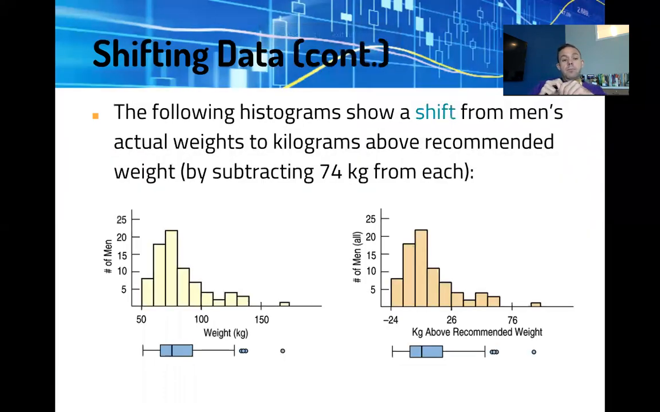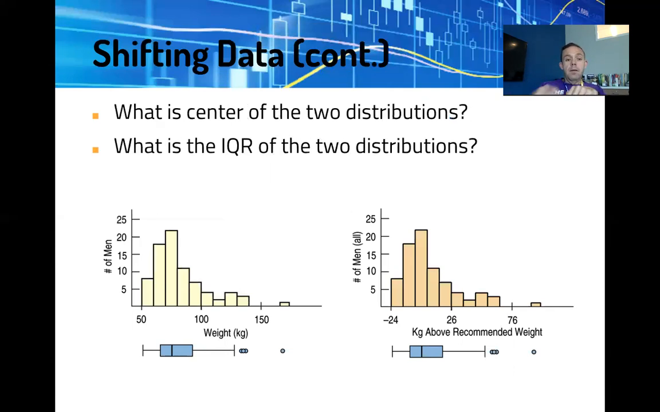So the following distribution, or histogram, shows a shift from men's actual weights in kilograms to pounds, or vice versa. If you notice, switching units doesn't change the distribution by adding or subtracting 75 units. You get the same distribution, the centers are the same, it just shifts over a little bit, and the spreads are identical. So what is the center of the two distributions?